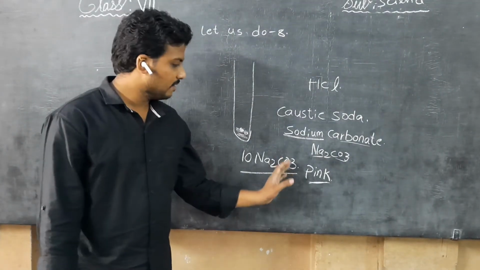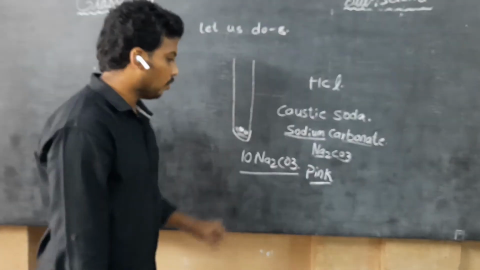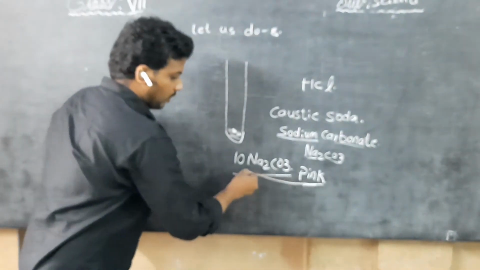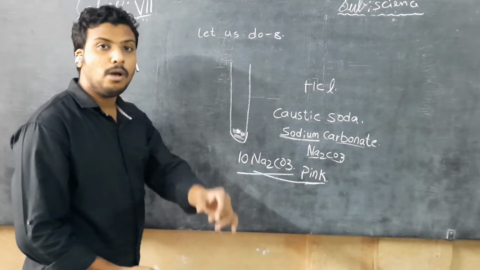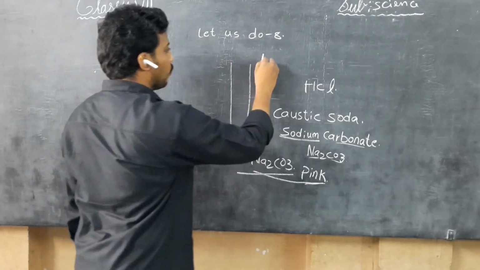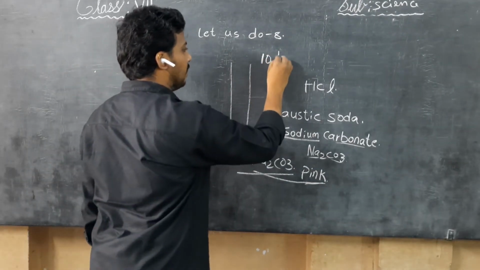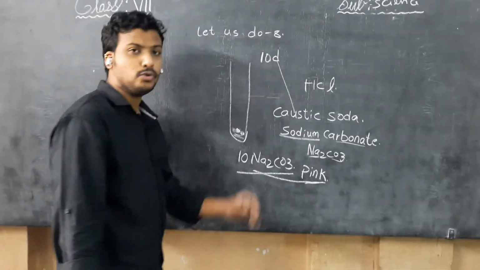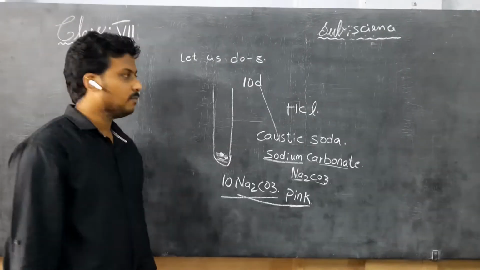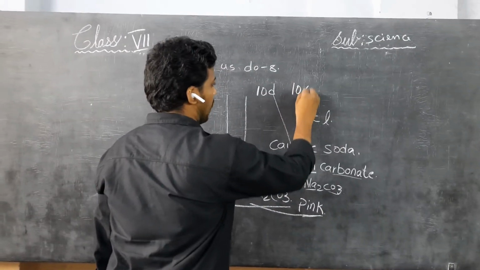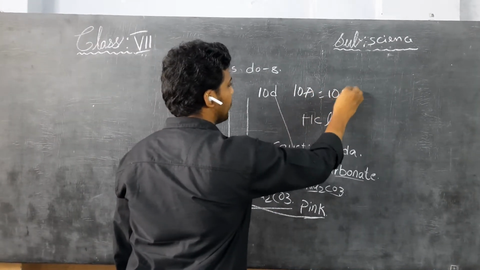Okay, children, it changes into pink. Right now, you got the color change in this test tube. You observe that when you are taking 10 drops of sodium carbonate to the equal amount of 10 drops of hydrochloric acid, means 10 drops of acid equal to 10 drops of base.